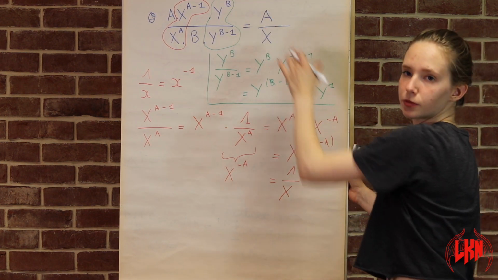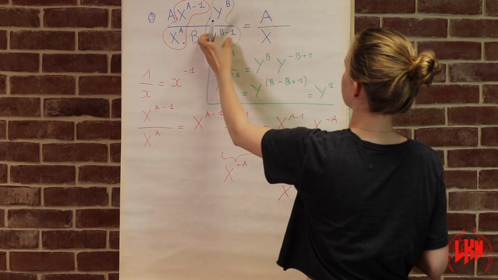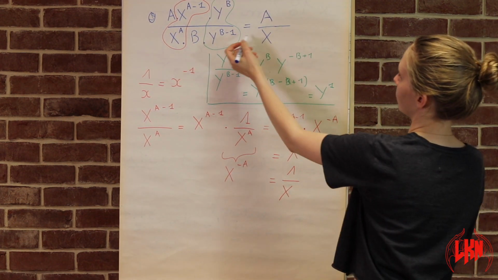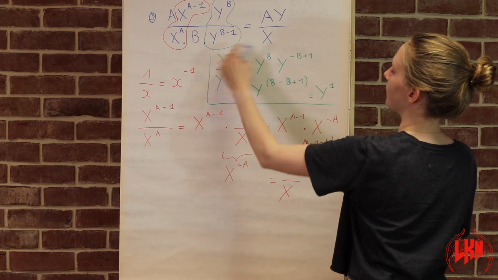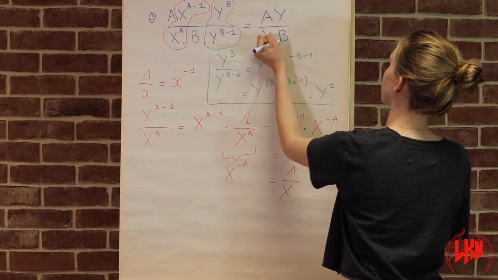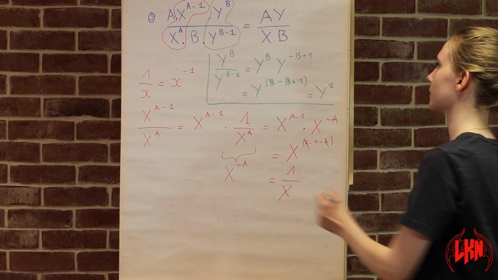So now we can put this here again. All of this is equal to y. So we have a times y over x times b, because we haven't taken care of the b. And that's it. We have the result.